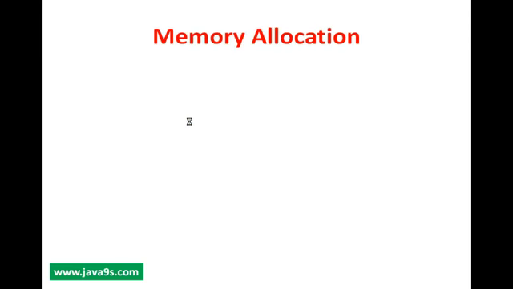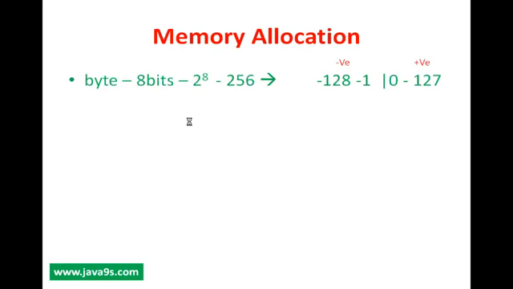Now let us discuss the memory allocation for each and every primitive data type, and what range of numbers they can represent. So what are their limitations too? When you take byte, it has been allocated 8 bits, so that it can represent around 256 numbers totally. On the positive side, we have 0 to 127.